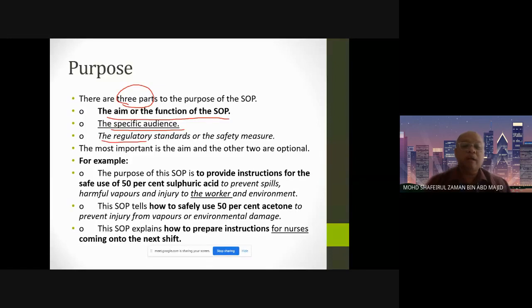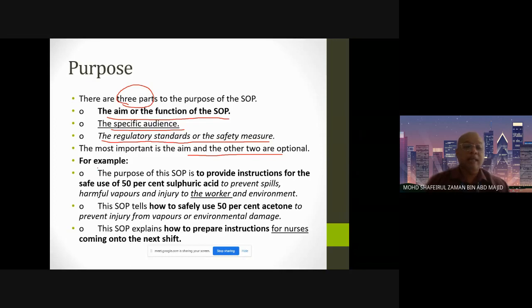What are the regulatory standards or the safety measures that they have to follow? So the most important is the aim, and the other two are optional. You just need to make sure that you have at least the aim of the SOP. Why do you have the aim of the SOP? What is it about?